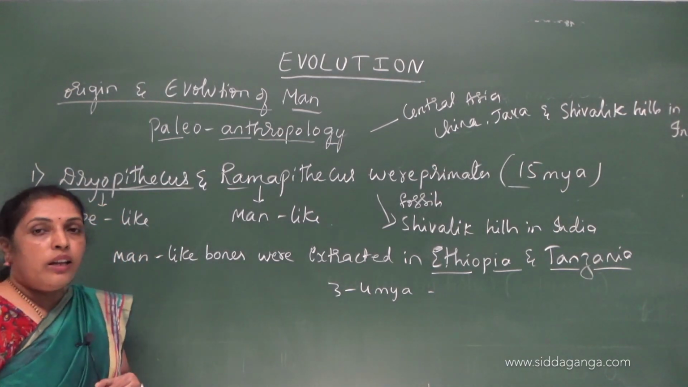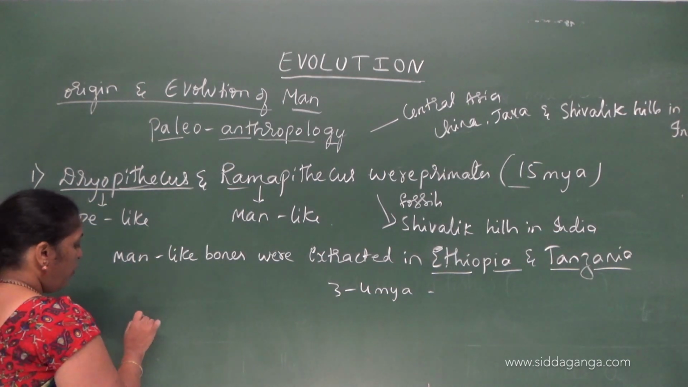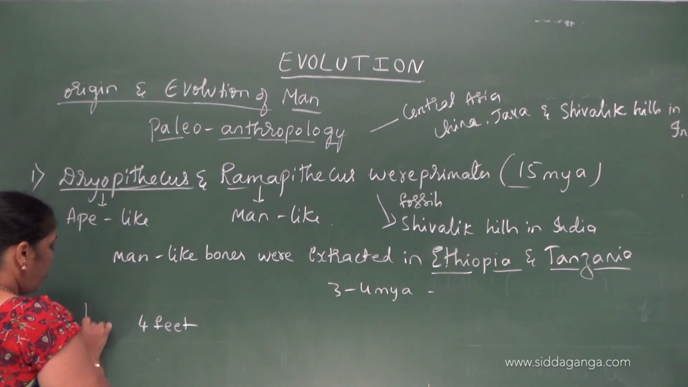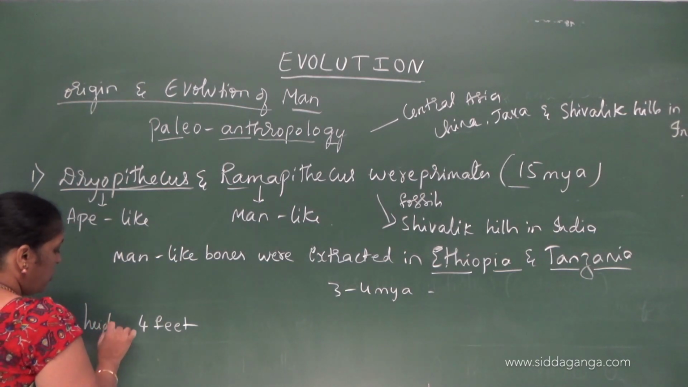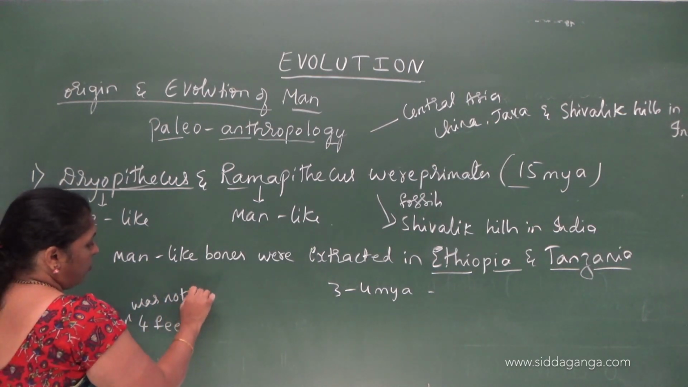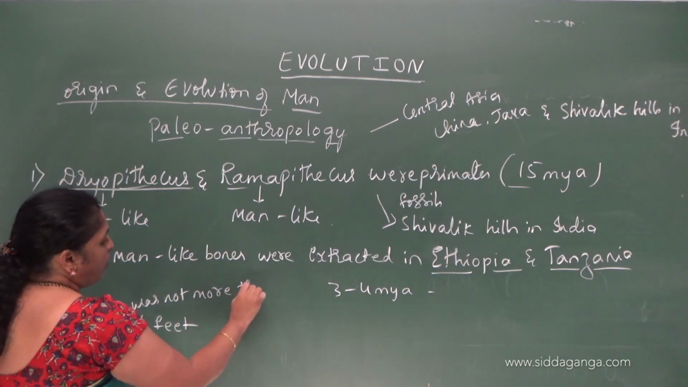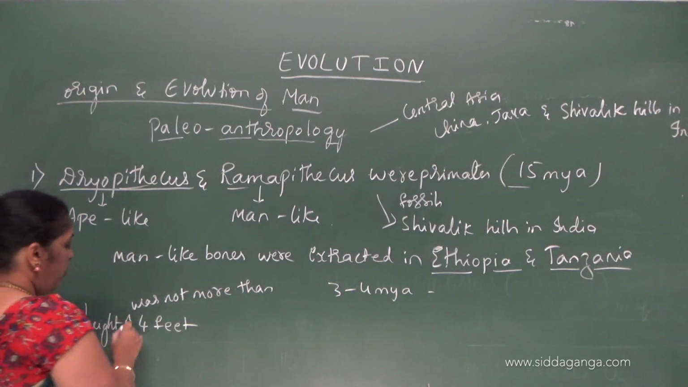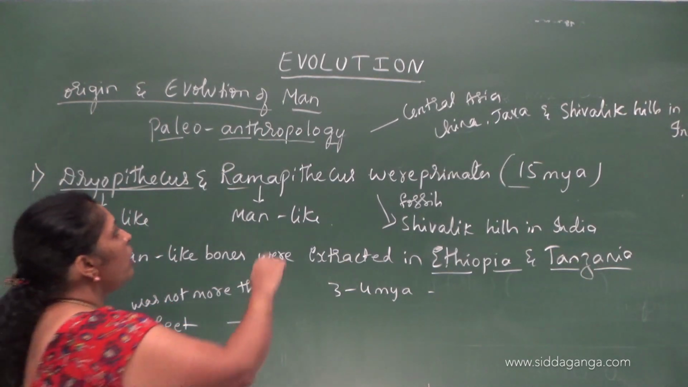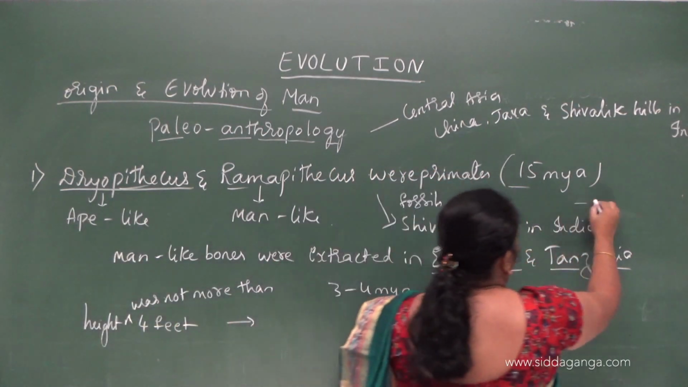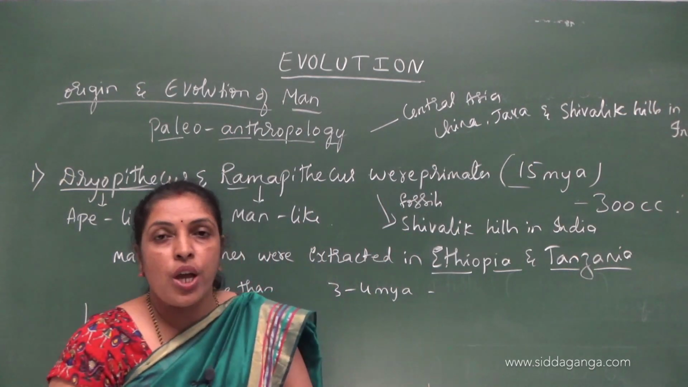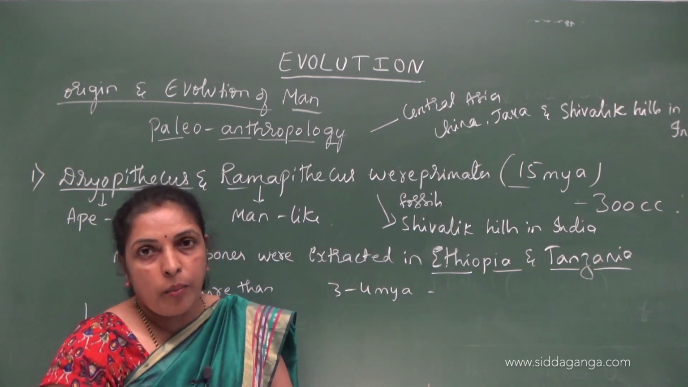And they were not more than 4 feet in height. But they walked erect. Their brain capacity was nearly 300 cc. This is about Dryopithecus and Ramapithecus.